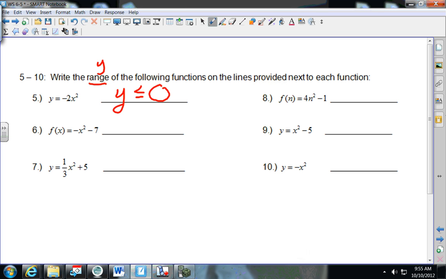Okay, on number 6, you should see that the coefficient right here is negative. If it's negative, we have y is less than or equal to whatever the constant is, and the constant is -7. The next one, I see my coefficient right here. It is positive, so y is greater than or equal to whatever the constant is right there, +5.